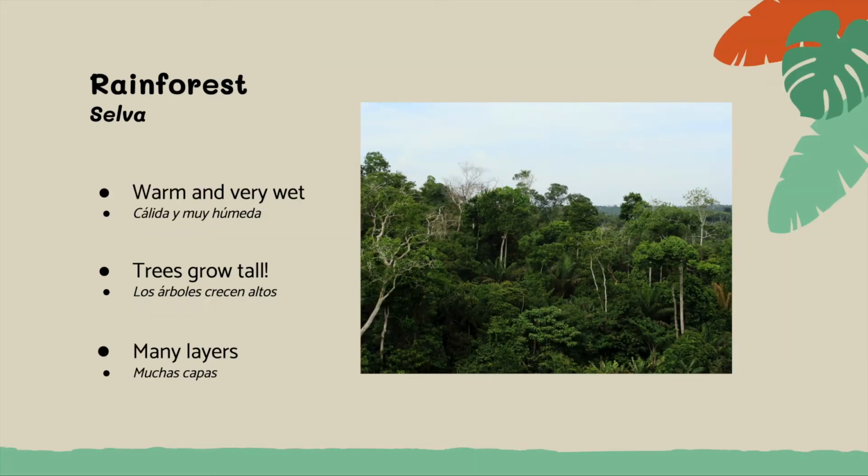Now let's go through some habitats. First, we have a rainforest, which is warm and very wet because it gets a lot of rain. The trees grow really tall, and there are many layers. So the animals and plants that live on the floor are very different than the animals and plants that live at the top of the trees.